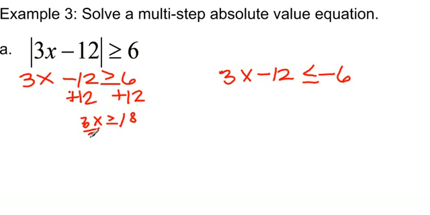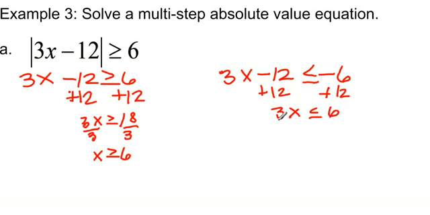Divide both sides by 3. And for the first part, we get x is greater than or equal to 6. Case 2, remember the difference here is our sign is less than or equal to, and we've got a negative 6. I'm going to add 12 on both sides. And we get 3x is less than or equal to positive 6. Divide both sides by 3. And we get x is less than or equal to 2.